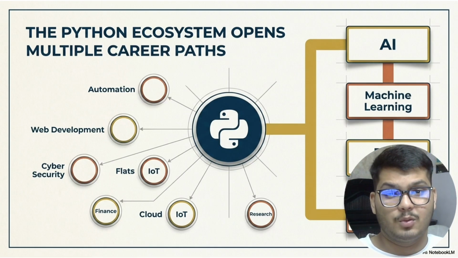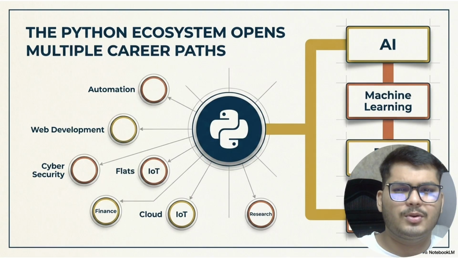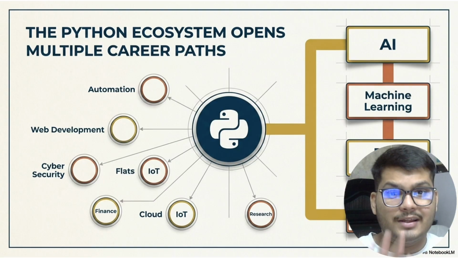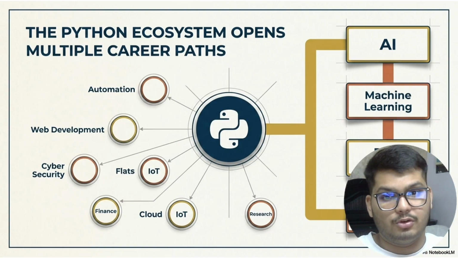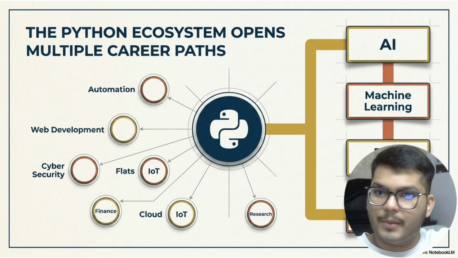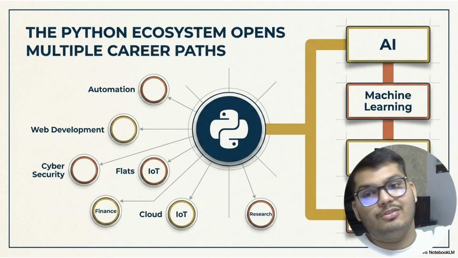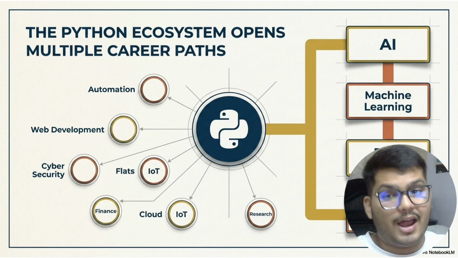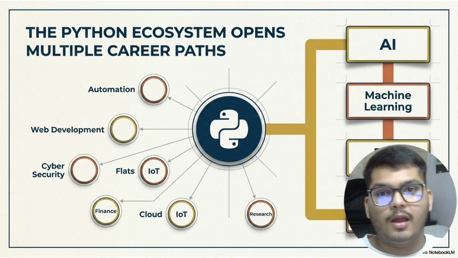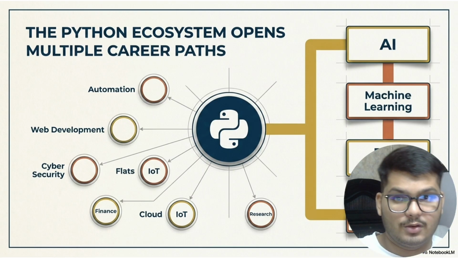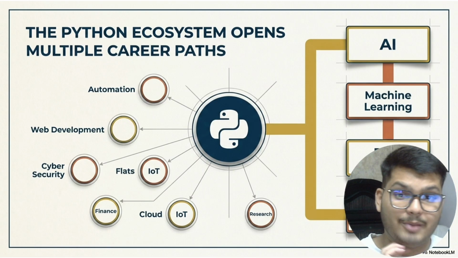Python works in so many areas, like automation, web development, cybersecurity, IoT, finance, cloud, and research work. So the Python ecosystem opens multiple career paths. You can choose any career path if you are learning Python. You can go into web development, the automation industry, IoT, finance, cloud, research work, and also cybersecurity. In all these and many more ecosystems, Python plays a very vital role. That's why Python is very important.